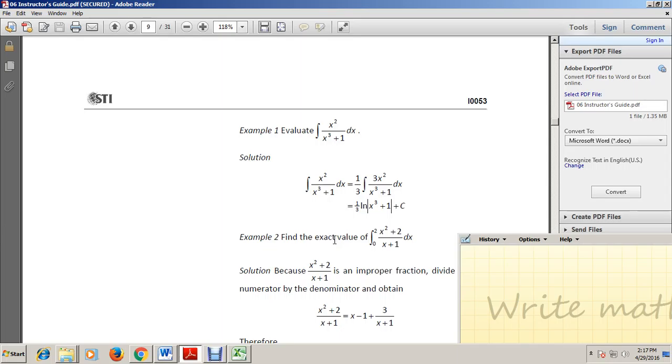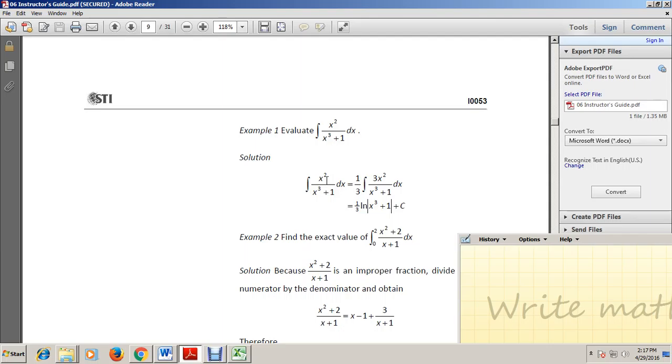Okay, so for this example, I suggest again that you have your own pen and paper and you follow along with the description of how to arrive at each step of the solution. So the first step here is to let u equal the denominator, x cubed plus 1. Now again, why is it that we choose u to be x cubed plus 1, not x squared?